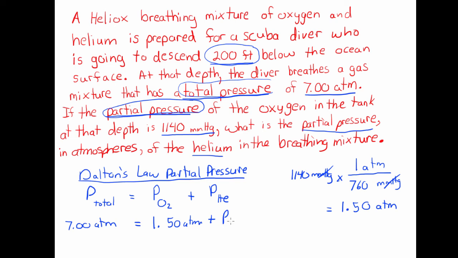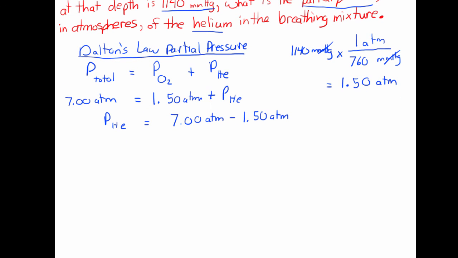And then I need to solve for my pressure of helium. The way I can do that is I want to isolate the pressure of the helium. So I'll subtract the 1.5 atmospheres. So pressure of the helium is going to be 7.0 atmospheres subtract 1.50 atmospheres. Let me just scroll down. Now when you do that calculation, you should get 5.50 atmospheres. So the partial pressure of the helium is going to be 5.50 atmospheres.